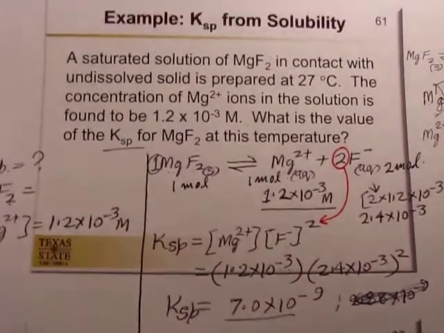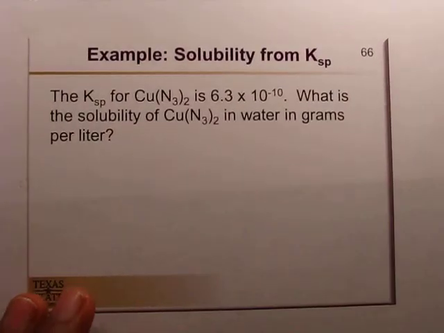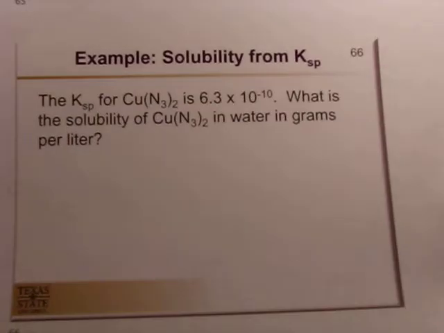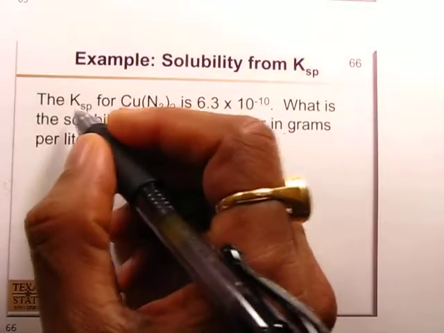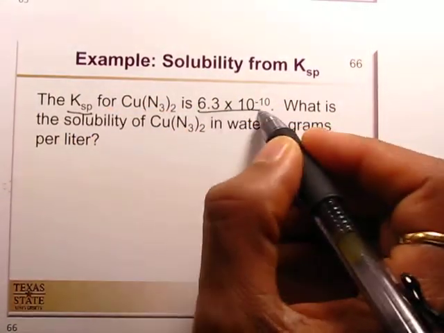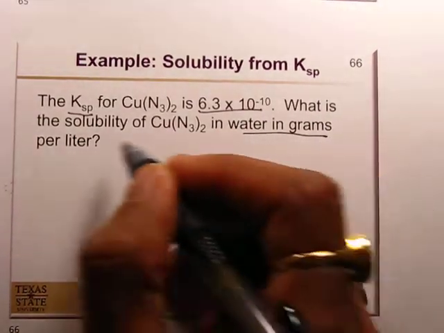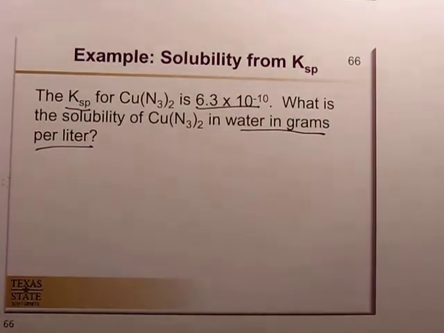Let's see another question, which is here. For copper nitride, the Ksp is given. Here they have given the Ksp for copper nitride, and they are asking what is the solubility in water in gram per liter. So now they are asking what the solubility will be. How are we going to solve this question?